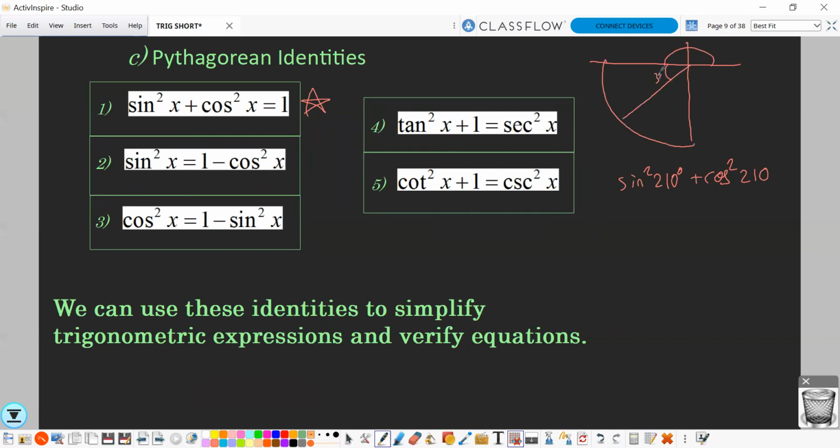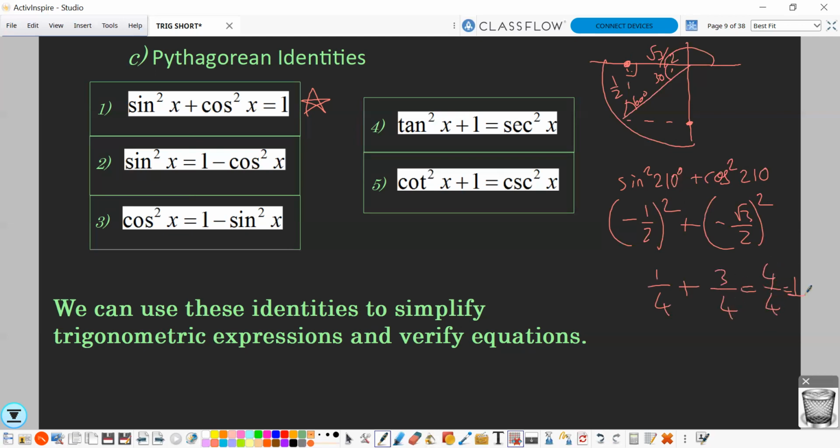180 plus 30, we are in the third quadrant, always measuring next to the x-axis. Opposite of 30 is 1 over 2. Opposite of 60 is square root 3 over 2. So sine is the y number, minus 1 over 2, squared, plus cosine is the x number, minus square root 3 over 2, squared. When you square, both of them will be positive: 1 over 4 plus 3 over 4. When you add them, 4 over 4 equals 1.